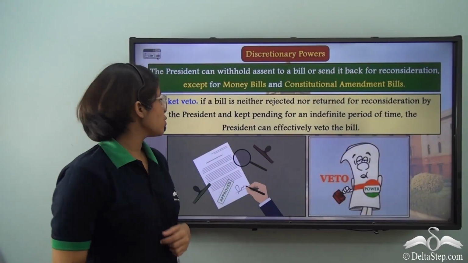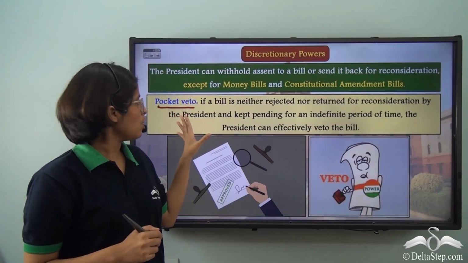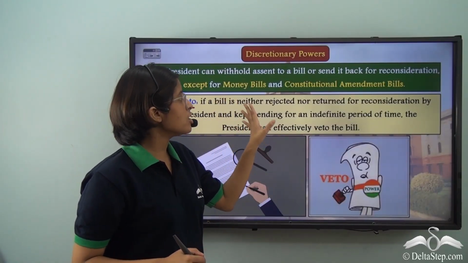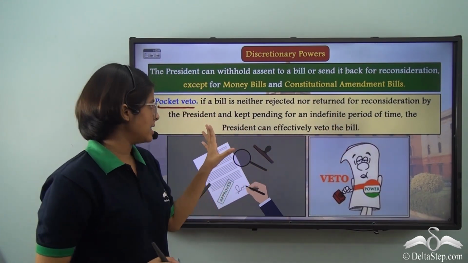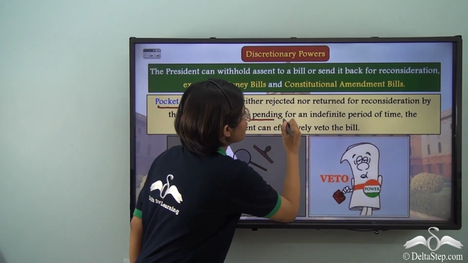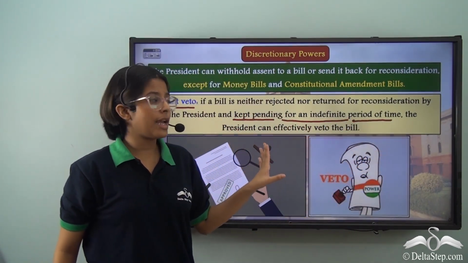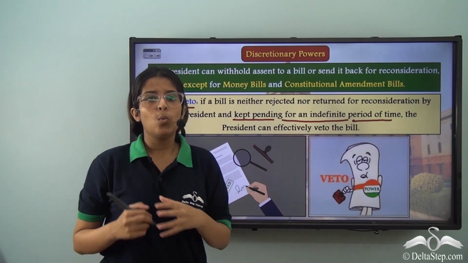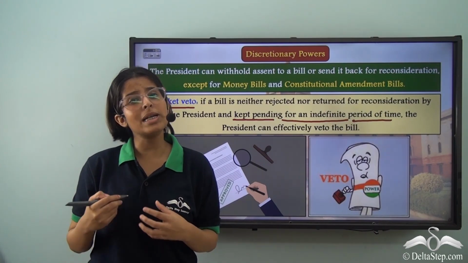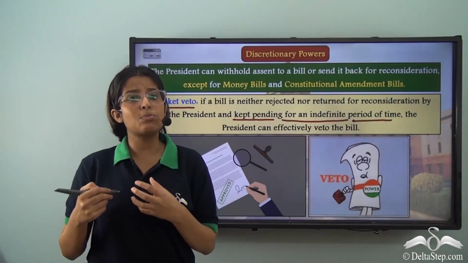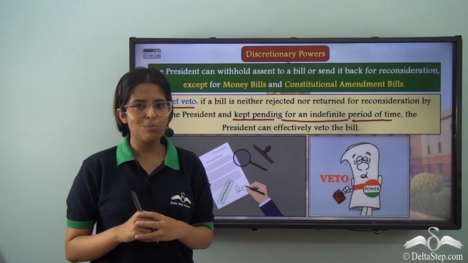This power is known as the pocket veto. So, what is the pocket veto? If a bill is neither rejected nor returned for reconsideration by the president and kept pending for an indefinite period of time, the president can effectively veto the bill. Which means that if he indefinitely holds on to the bill without acting on it, then the bill is prevented from being passed. This is one of the discretionary powers of the president.